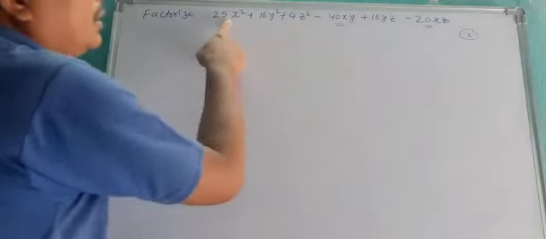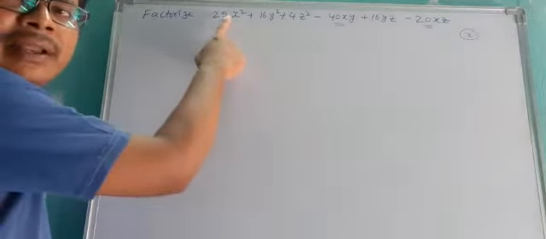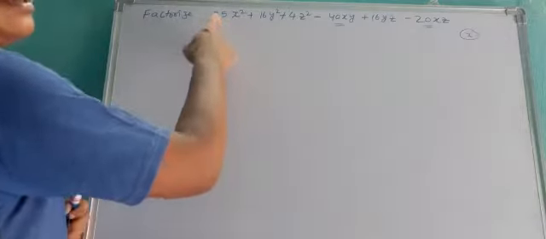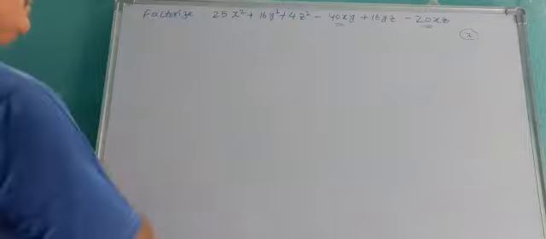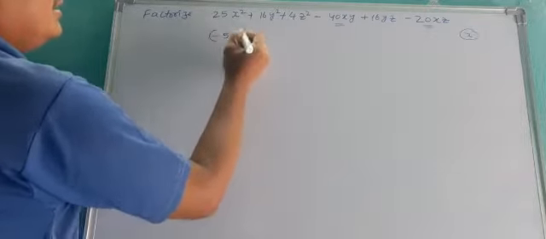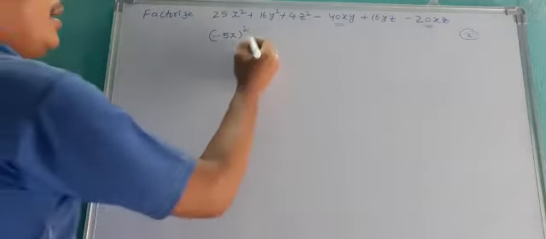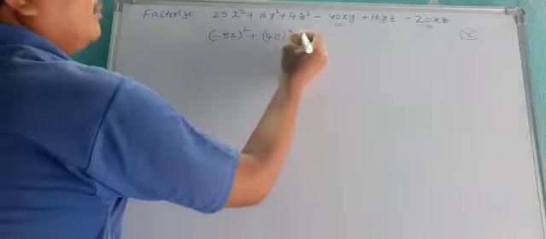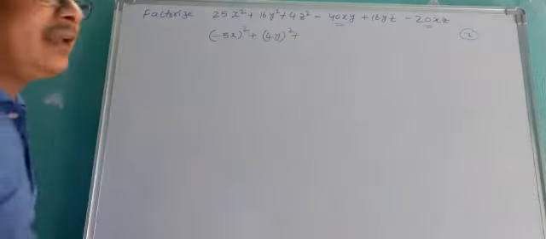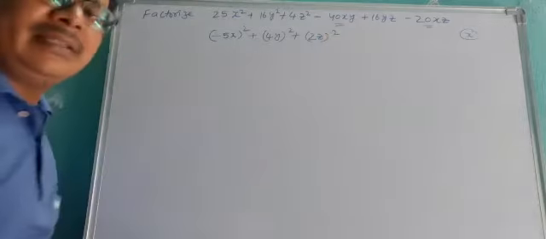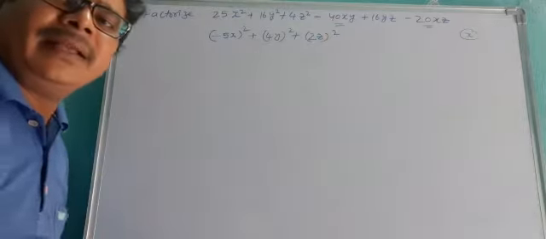So now the x term becomes a negative term. That means this is a perfect square. This can be written as minus 5x whole square. That means a square. Now the remaining 4y whole square, plus 4 also a perfect square, 2 square z square, that means 2z whole square. So a square plus b square plus c square.